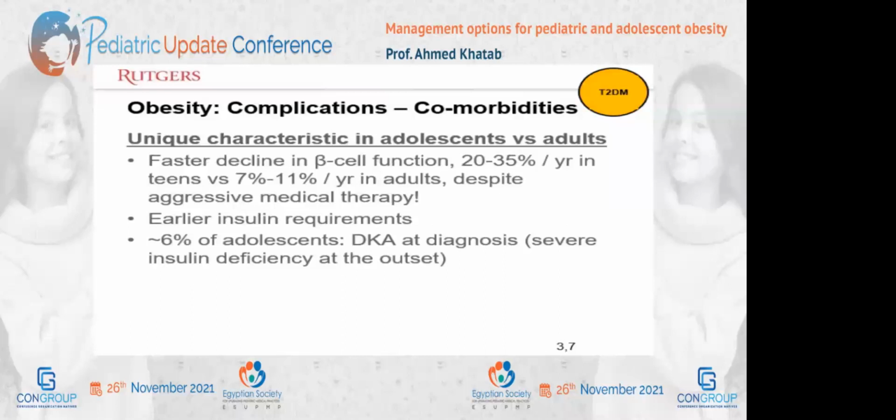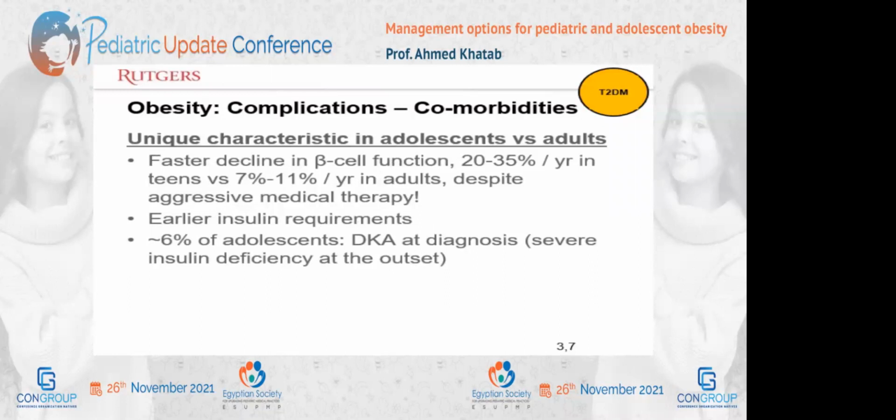Now, switching gears to type 2 diabetes and obesity, where type 2 diabetes and obesity in the youth versus adults has unique characteristics. There's a faster decline in the beta cell function, about 20 to 35% per year in teens compared to 7 to 11% per year in adults, despite all the aggressive medical therapy.